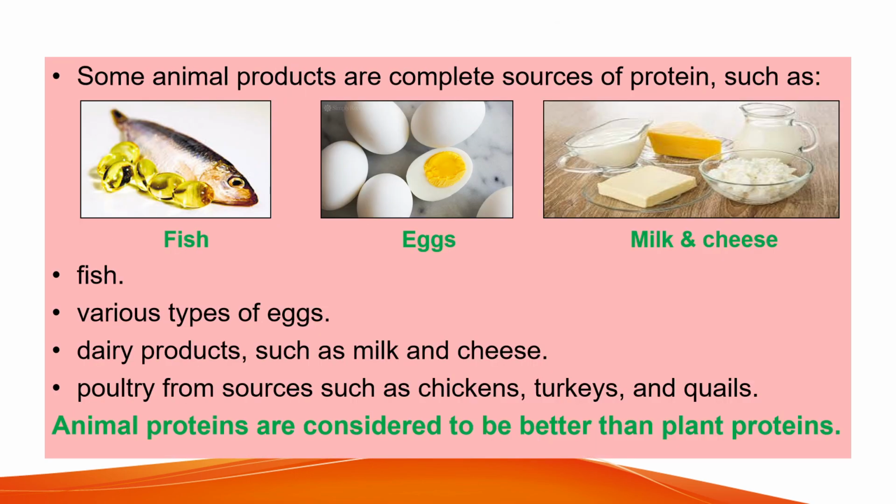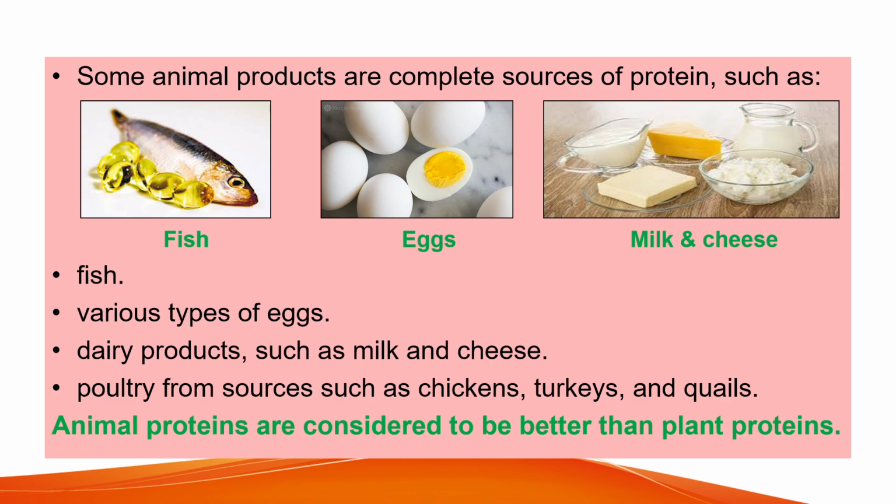Okay. So if we see some products which we get from animals, which are good sources of proteins, they are fish, various types of eggs, dairy products such as milk and cheese, and poultry from sources such as chickens, turkeys, and quails. So, students, these are the animal products which are very good sources of proteins.